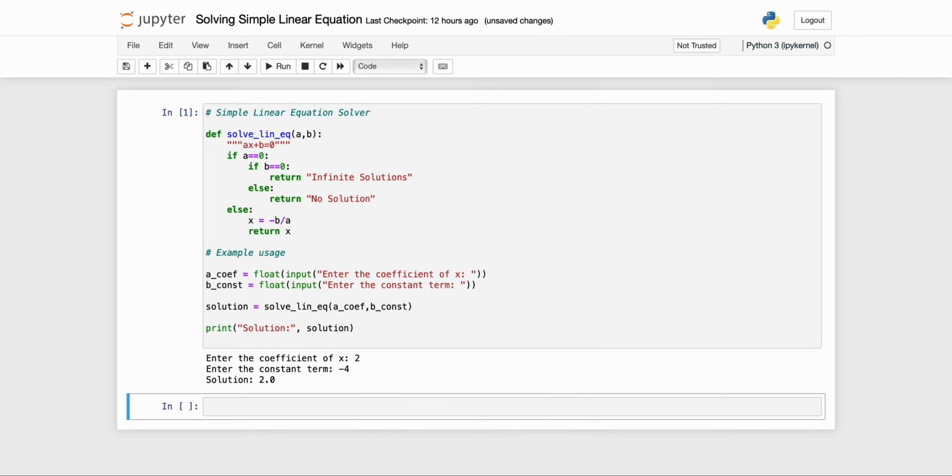Yep, it does that. Okay, so this is just solving a basic quick linear equation in Python. Feel free to modify and use this code for your own equations.